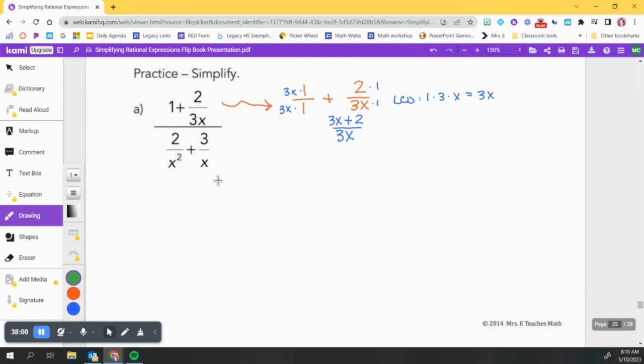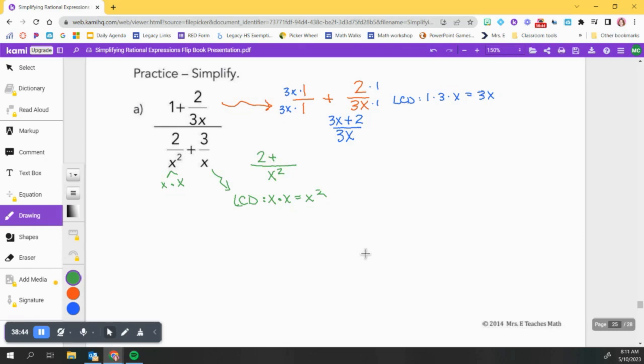We're going to come down here, we're going to do an LCD with this guy. This denominator is x times x. This denominator is just x. Remember, if I have a repeat in the same denominator, I have to take them both. So my LCD for this one is x times x, which is x squared. So my denominator is x squared. What is this denominator missing that this denominator has? Nothing. Nothing, so this stays as 2.